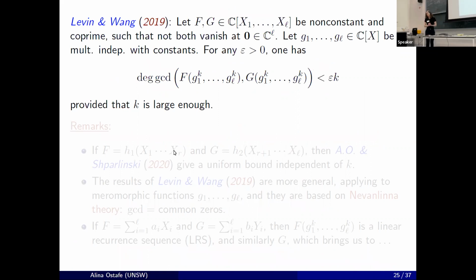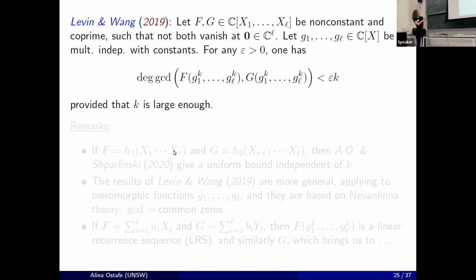Let me also mention that there is also a very deep work by Levin and Wang, and they also showed the following result. Let F, G be multivariate polynomials, which are coprime such that not both vanish at 0. Let G1, ..., GL be multiplicatively independent non-constant polynomials which are univariate. Then they prove that the degree of the GCD of F specialized at these powers and G the same is at most epsilon K, provided that K is large enough. Here, large enough means in terms of epsilon. So this is the result that they prove.